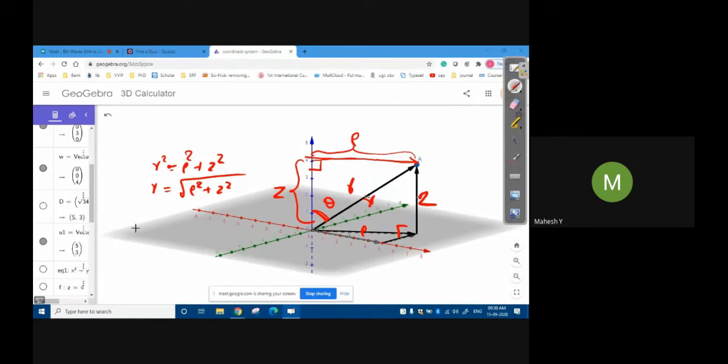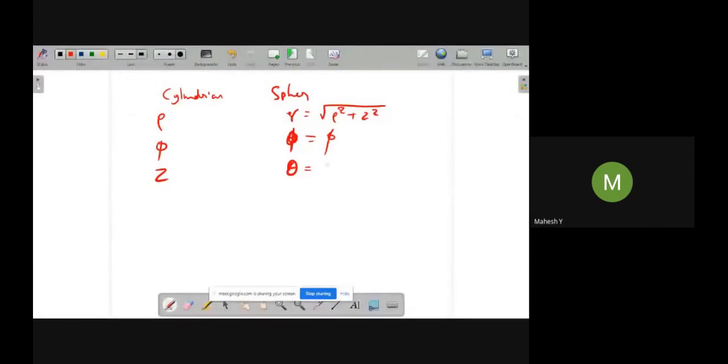So what is tan theta? Tan theta is equal to the opposite side, rho by Z. So theta is equal to tan inverse rho by Z. Okay, so we found this relation.